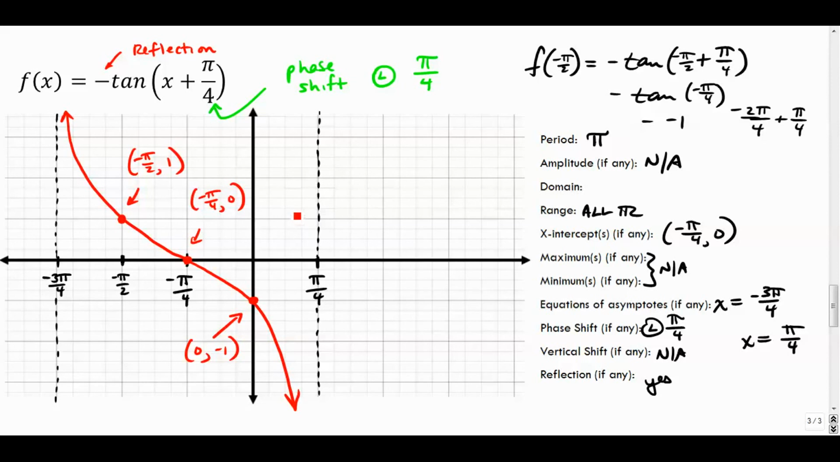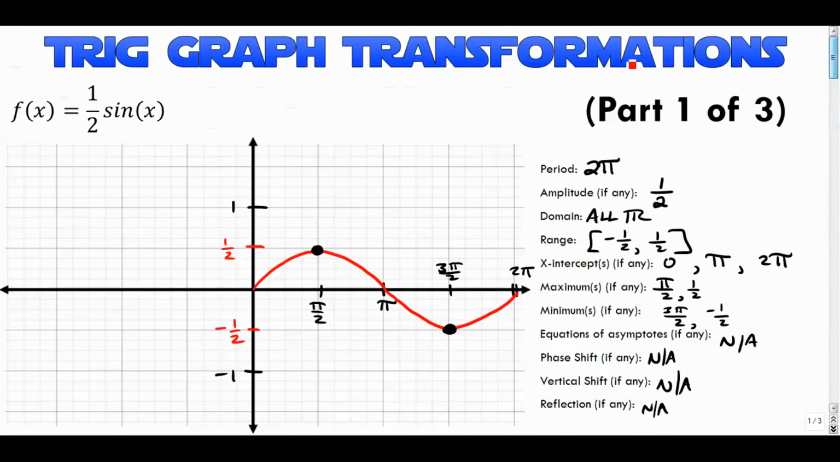So I hope that helped you out. I also have an animation that I might throw in at the end of this video. Maybe I'll even put it at the beginning, I'm not sure, but an animation that kind of shows you, I made it with a GeoGebra program. It kind of shows you what happens when you transform A, B, C, and D.